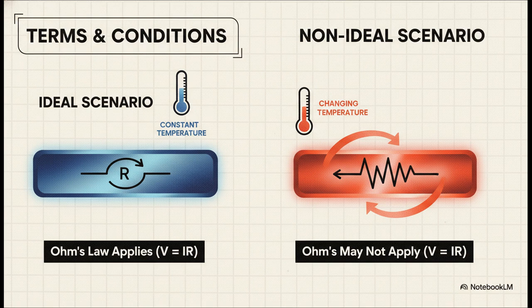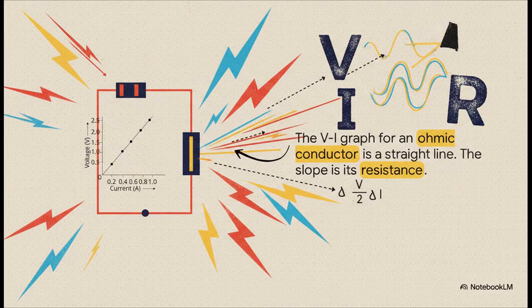What's so great about this graph is that it gives us a visual proof of Ohm's law. For any material that follows the law, if you plot the voltage versus the current, you get a perfectly straight line. And this isn't just a neat visual, it's a diagnostic tool. If you tested a component and its graph was curved, you'd know right away that its resistance changes, and it's what we call a non-ohmic device. Plus, the steepness of this line, its slope, tells you the resistance at a glance. A steeper line means higher resistance.